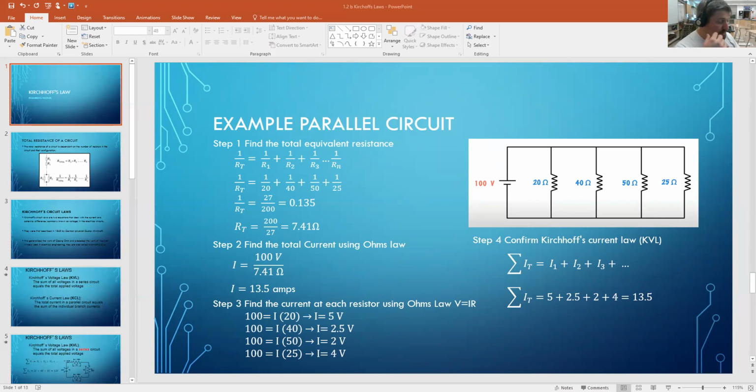So what we're going to do is take 1 over R total is equal to 1 over R1 plus 1 over R2 plus 1 over R3 and so on and so forth. So we're going to do that. We're going to take 1 over 20 plus 1 over 40 plus 1 over 50 plus 1 over 25. And I put that in my calculator. That gives me 27 over 200, or in decimal format, it's 0.135. Now that's 1 over the resistance total.